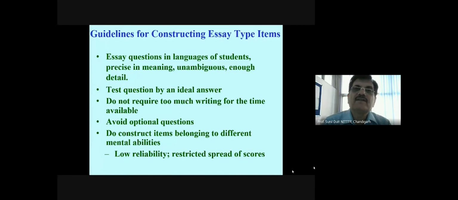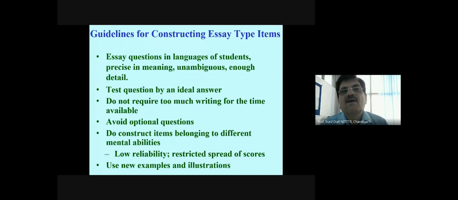So, please follow the normal curve. That is, 20% of the questions should be of very difficult nature, 20% of the questions should be of very simple nature, and the remaining 60% questions should be of average difficulty level. So in this way, you will have a higher spread of scores, and this will result in high reliability. And always use new examples and illustrations for preparing your question paper. Don't repeat the previous year's questions, like that.